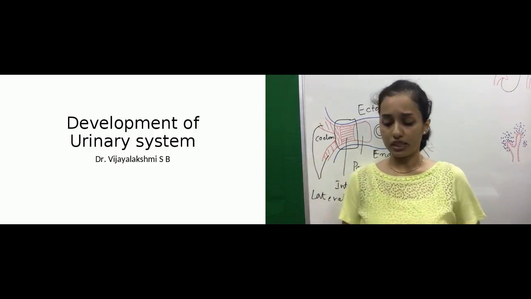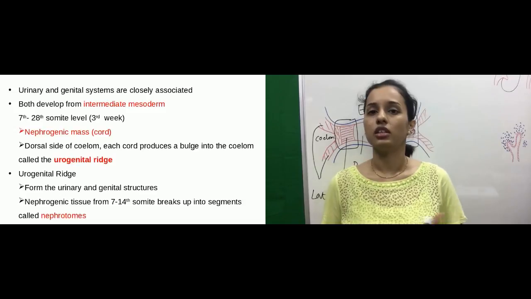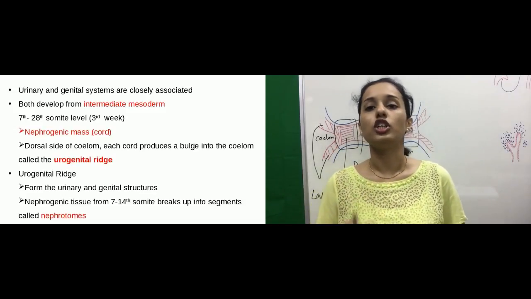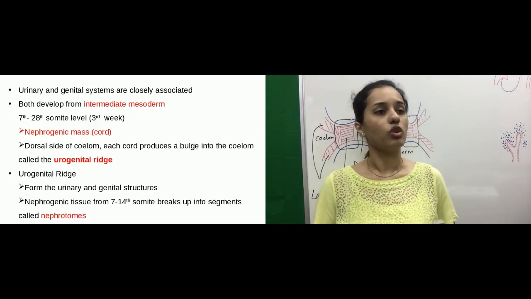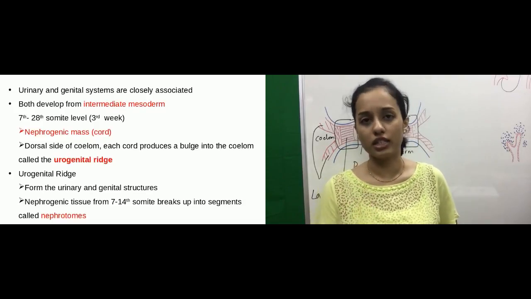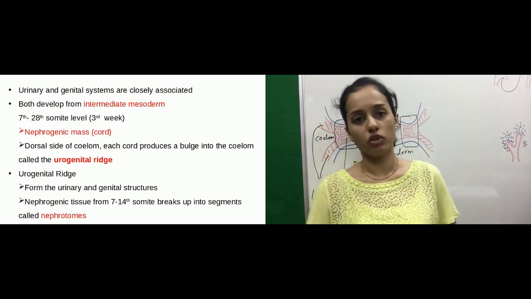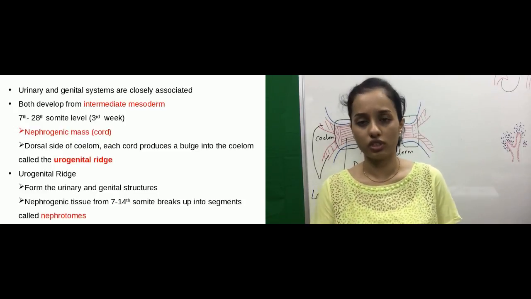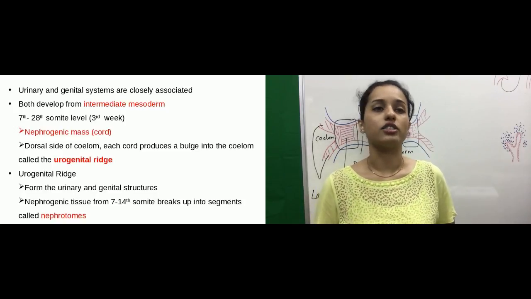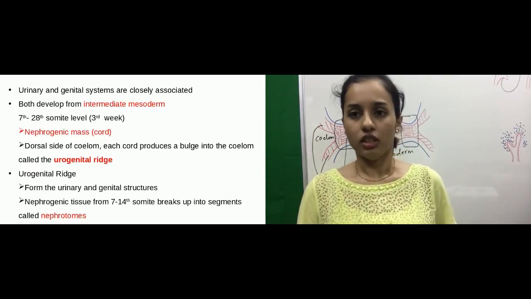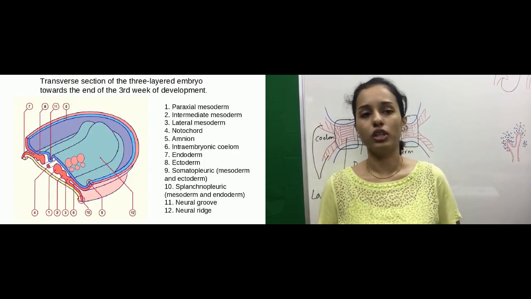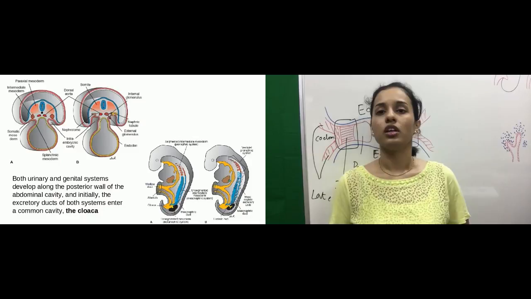In the intermediate mesoderm, there will be a mass formation, especially on the dorsal side of the coelom. On either side there will be formation of a mass, and that ridge or the mass formation, because they are contributing for the formation of the structures of urogenital system, will be called as urogenital ridge. Here basically I will be talking only about the urinary system.